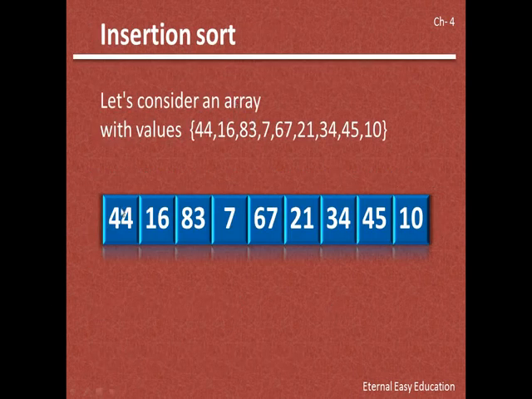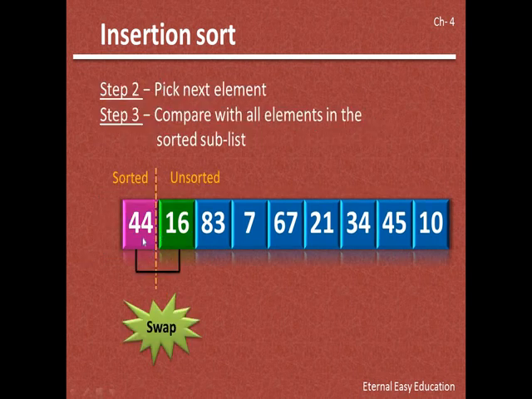Consider the array 44, 16, 83, 7, 67, 21, 34, 45, 10. Now we'll see the procedure of how to do insertion sort. Now the first element is taken as the sorted array and the other elements are treated as unsorted. Pick the next element, compare with all elements in the sorted sublist.